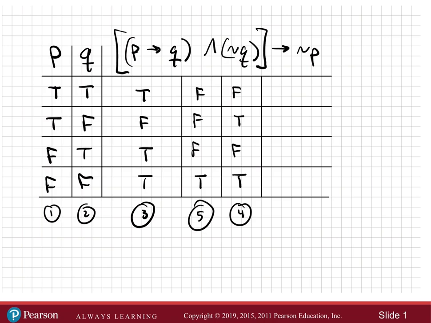We need to go ahead and do not P. So I'll put a bar, I'll put one here. So the opposite of P: false, false, true, true. That's our column 6. So then finally, we want to say column 5 implies column 6. Implication is always true except true implies false. So false implies anything is true. And then true implies true is true. All right, notice that that's a tautology.